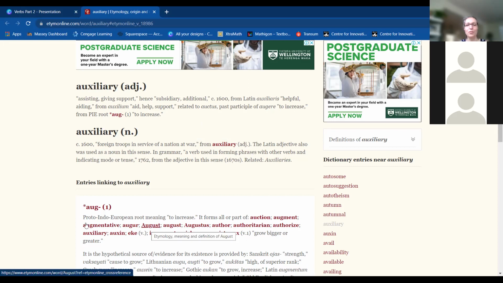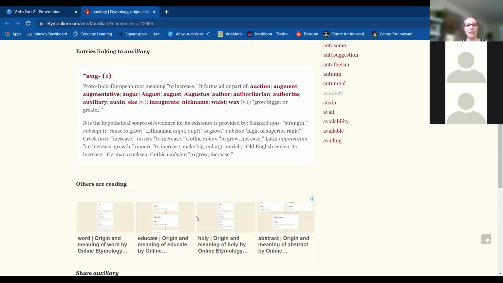So I love using this resource. So you find all sorts of little interesting things.